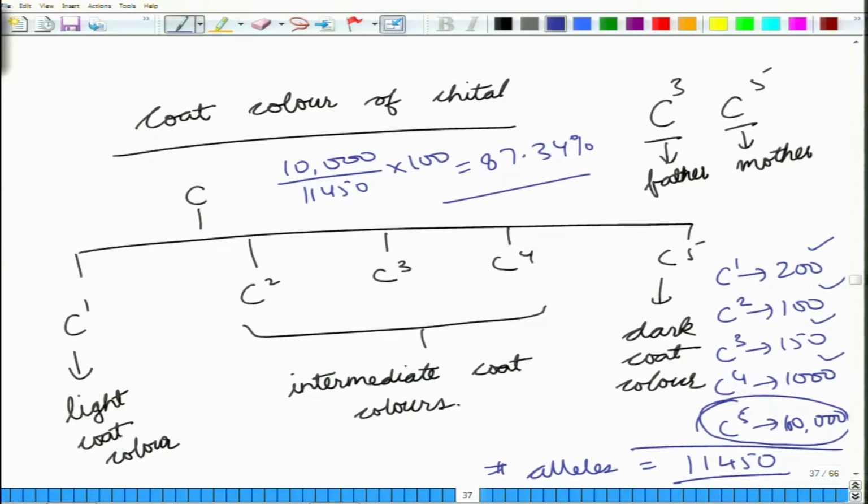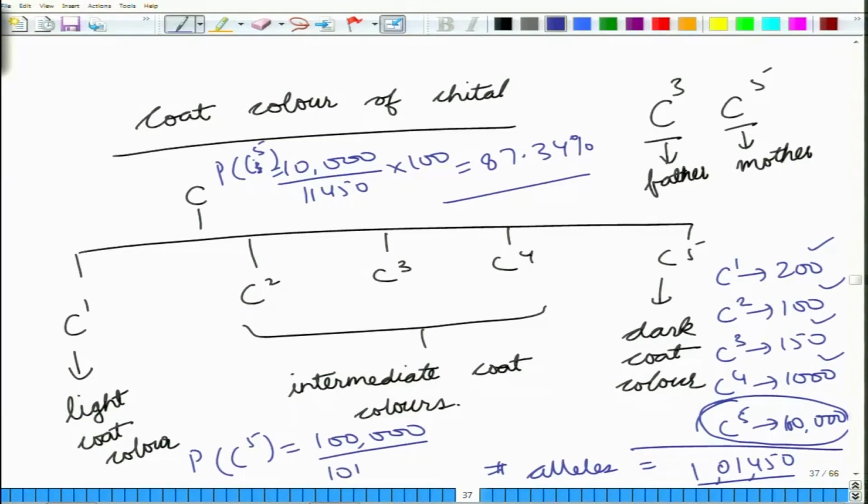Now, what would be the total in this case? So, we have 101,450, and in this second example, what would be the proportion of C5? So, here the proportion of C5 would be given by 100,000 divided by 101,450 into 100%.